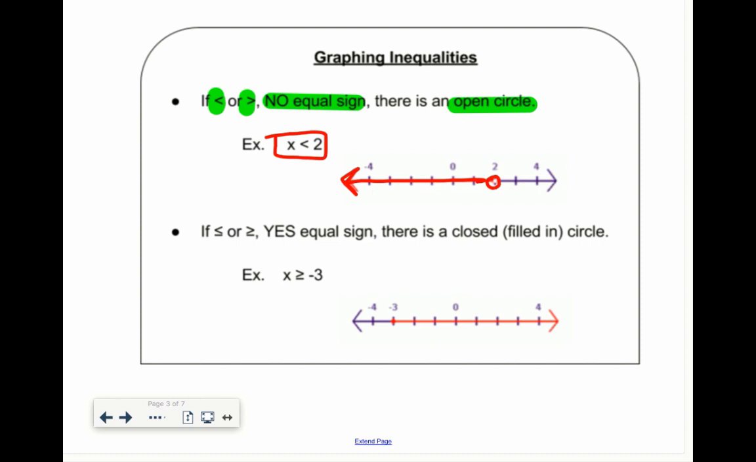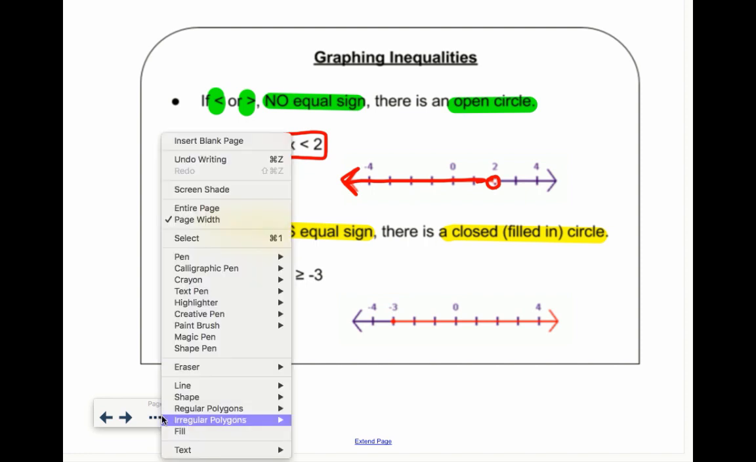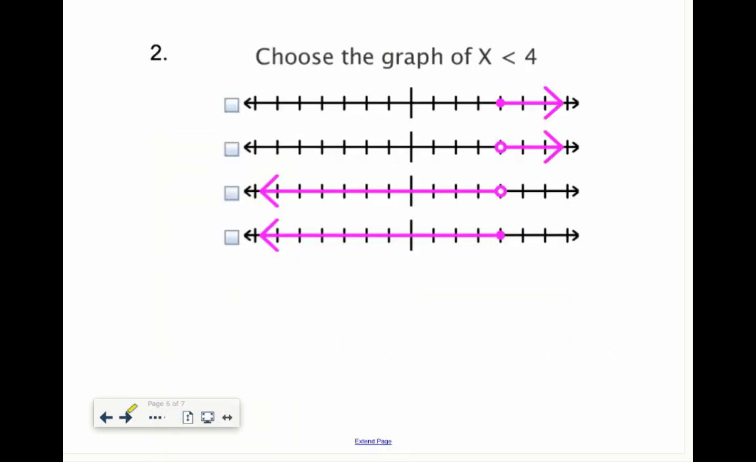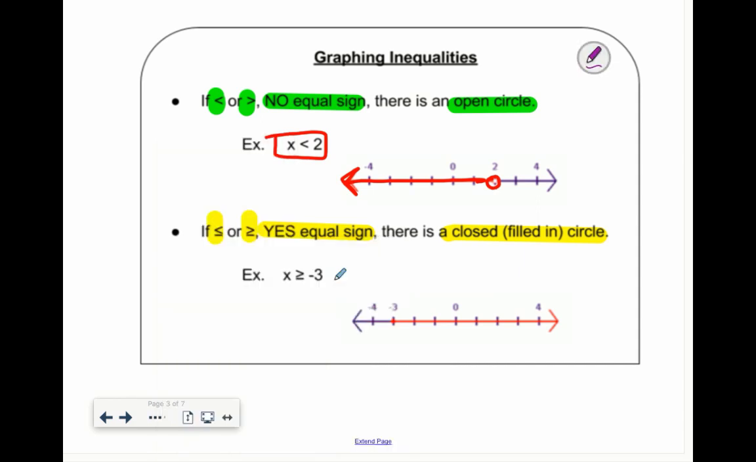If you look at the next one, it says x is less than or equal to, or greater than or equal to. Yes, equal sign. It has an equal sign. These have equal signs, so we fill in, or we call that a closed circle, because it's part of the answer. x is greater than or equal to -3. -3 is part of my answer. It's an answer that will solve whatever inequality we're talking about. Again, if you cannot tell on your note sheet that at the -3 it is closed in, fix it. And it's everything bigger than, so it's going in this direction.